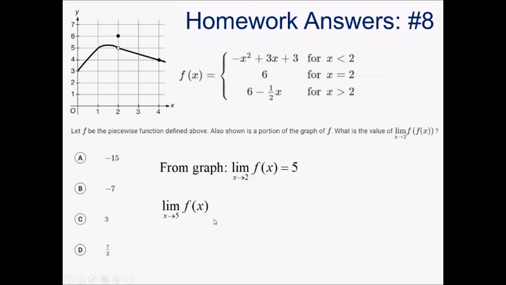Okay, well, how can we figure that out? Because on the graph, you'll notice we don't have the x value 5. We might be able to kind of anticipate where this is going, but to be sure, we want to use the function over here that they've defined algebraically. So as x approaches 5, we're using a number that's completely within this last rule here, this x greater than 2 rule. So we're just going to do 6 minus 1/2 of 5. This is really 12 halves minus 5 halves, which is 7 halves, giving us answer choice D.